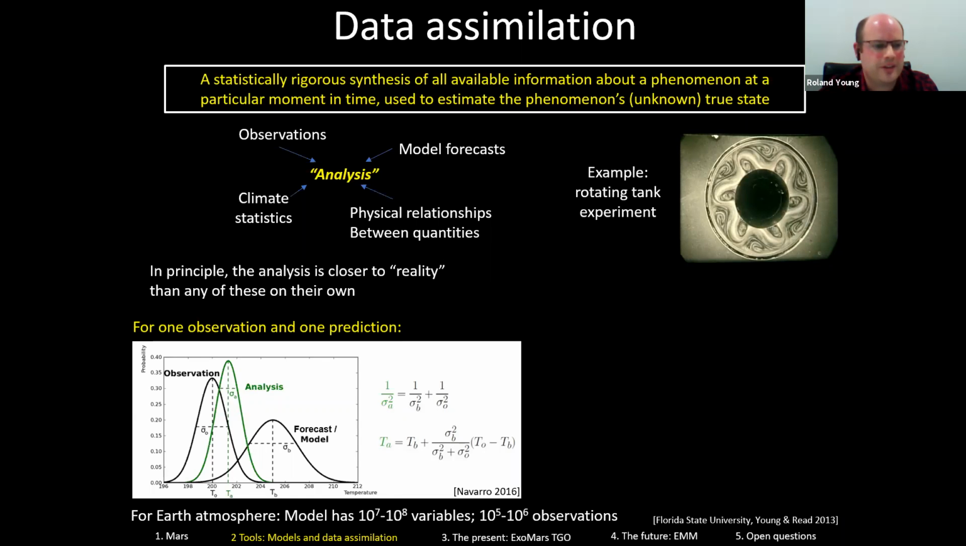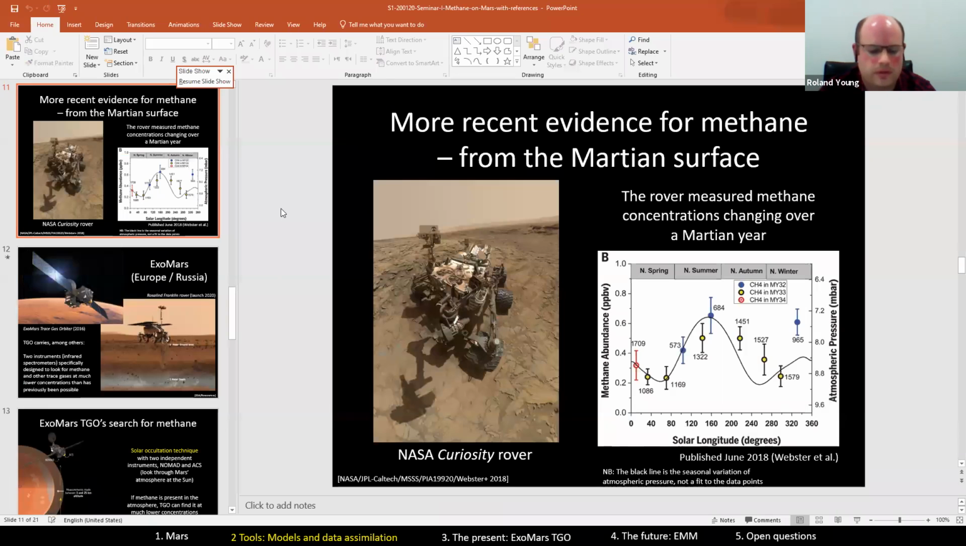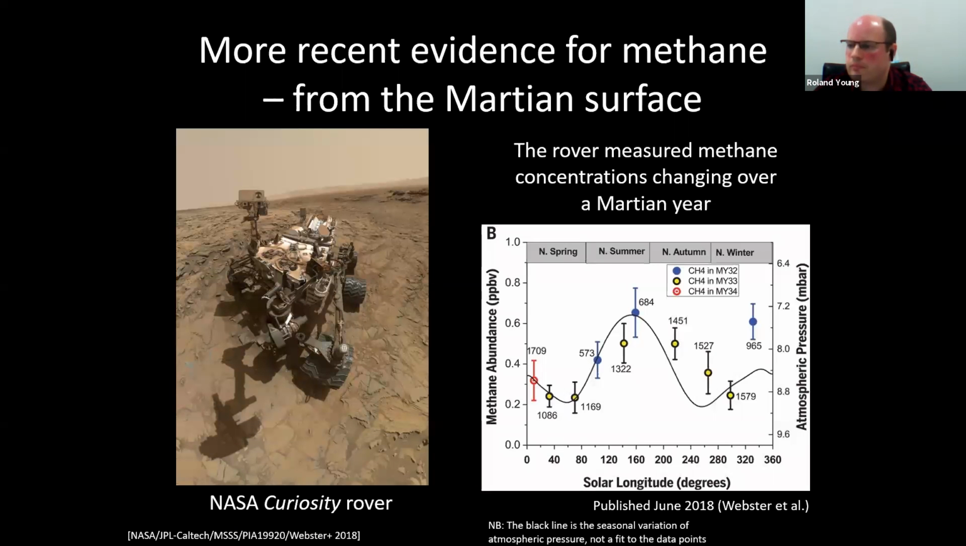If I'm clever and fast, I will be able to find a picture. Yeah, here we go. So this is a methane abundance measured by Curiosity in parts per billion by volume. So this is a tiny, tiny amount as a function of time of year, and they found a seasonal cycle. The variation over the course of the year is larger than the error bars on any of the measurements.